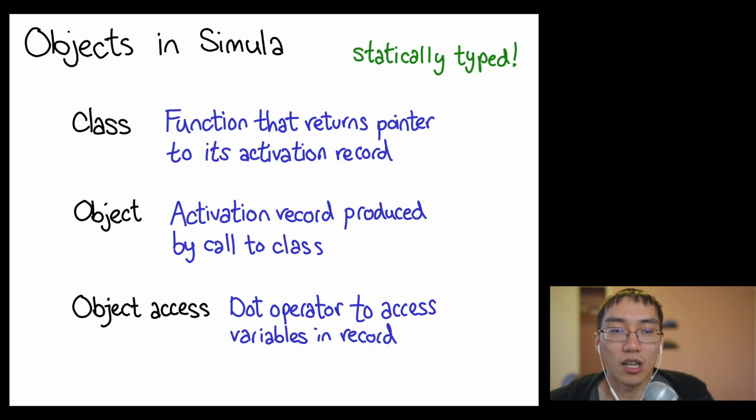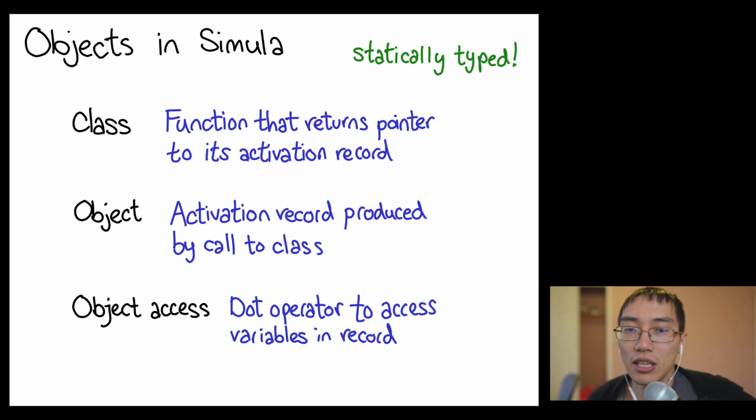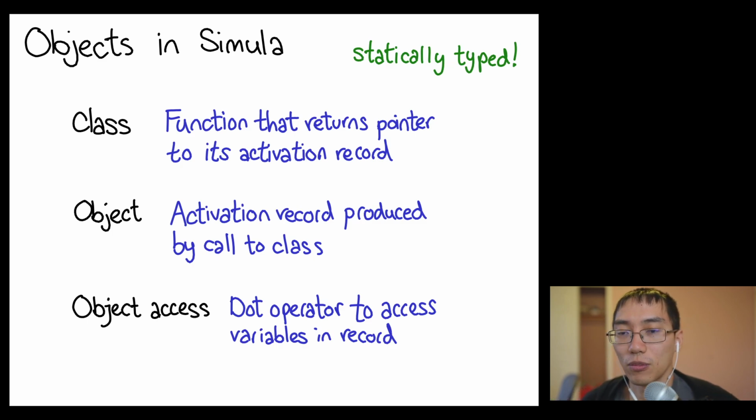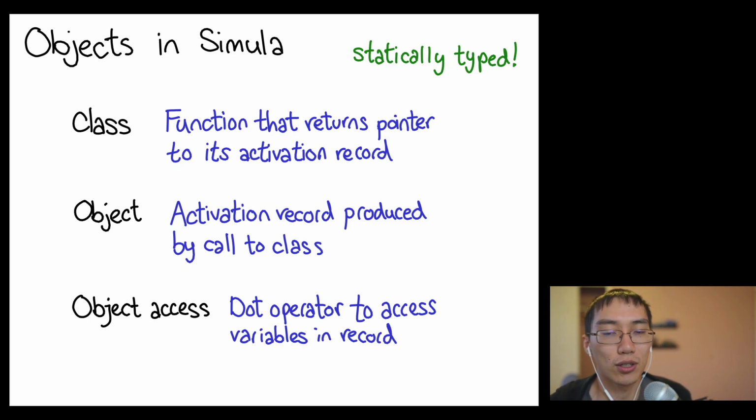And so objects are just simply these activation records that are produced when I call the functions corresponding to a class. And then they need to add a little extra stuff, right? Normally you can't put your hand in an activation record and get out fields in it. And Simula was like, okay, we'll just add a dot operator that lets us access variables inside the activation record. So a little bit of extra expressivity in this case.